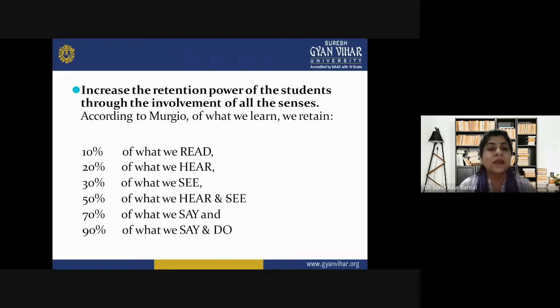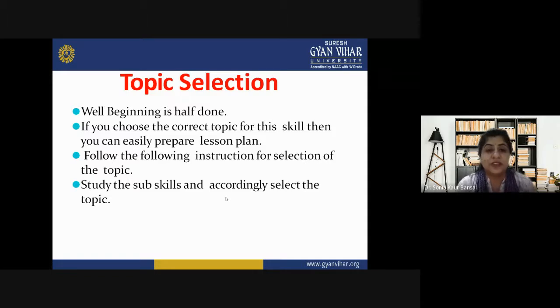All right, students. So now, topic selection. Well begun is half done if you have done the topic selection, students. If you are good at choosing your topic, if you choose the correct topic for this skill, then you can easily prepare the lesson plan. So prepare a good topic about the stimulus variation skill, and your half of the part is done. Follow the following instructions for selection of the topic, and then study the sub skills and accordingly select the topic.